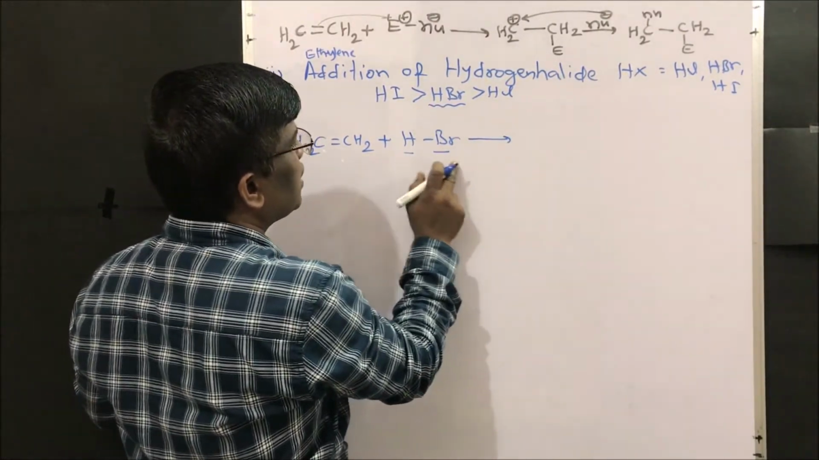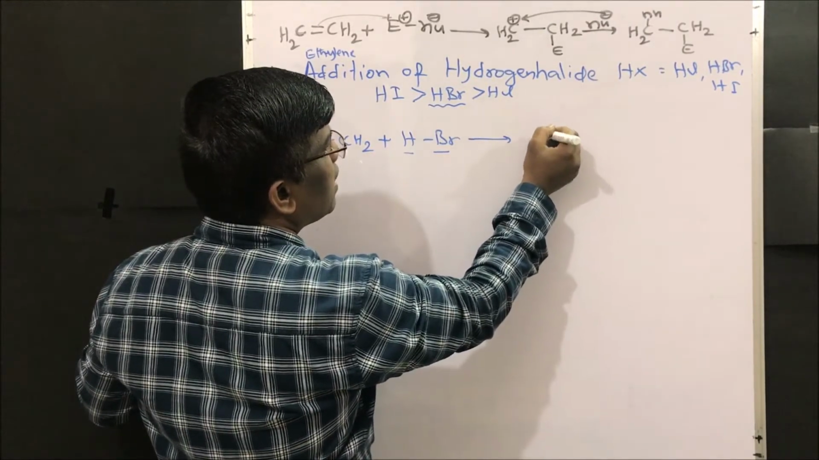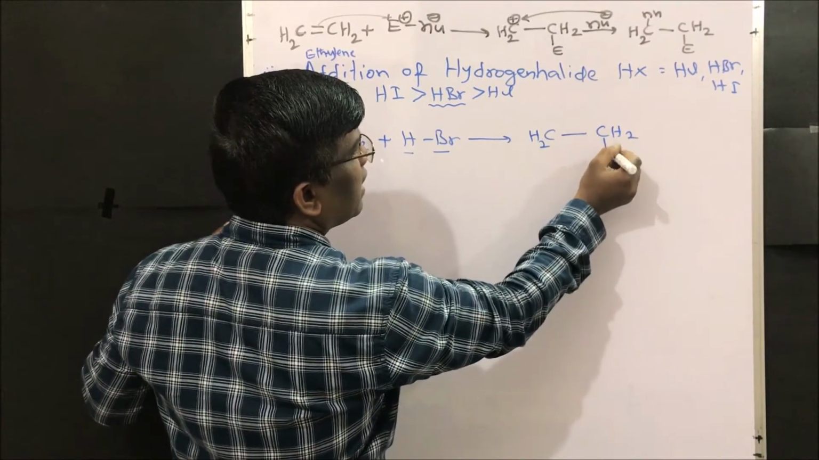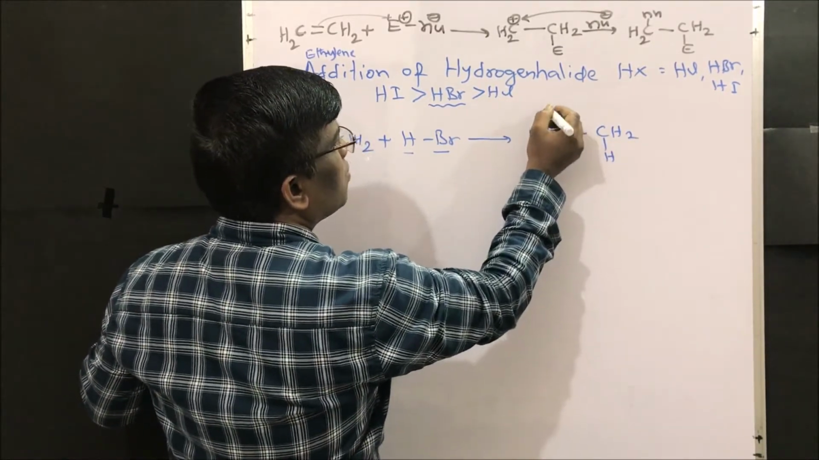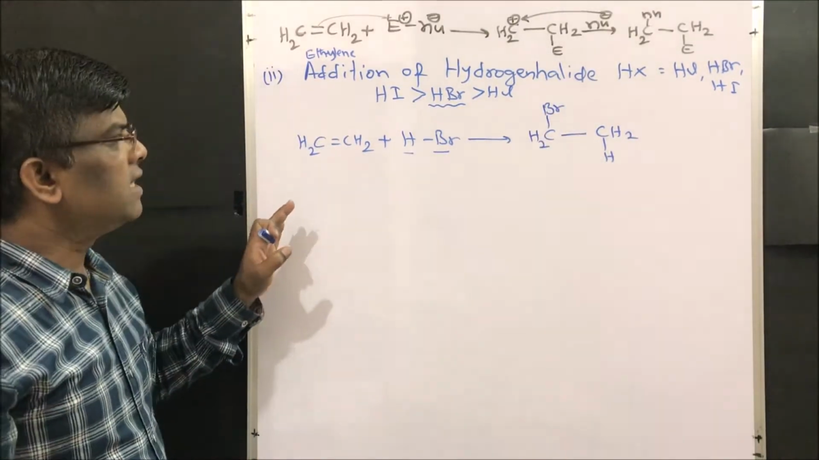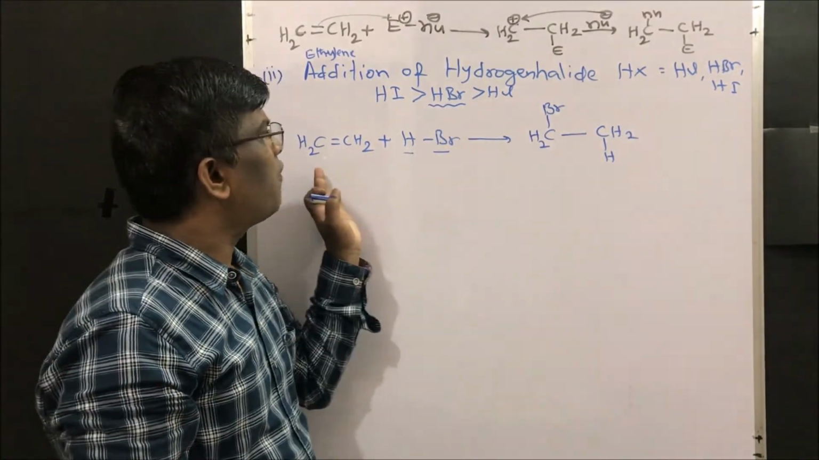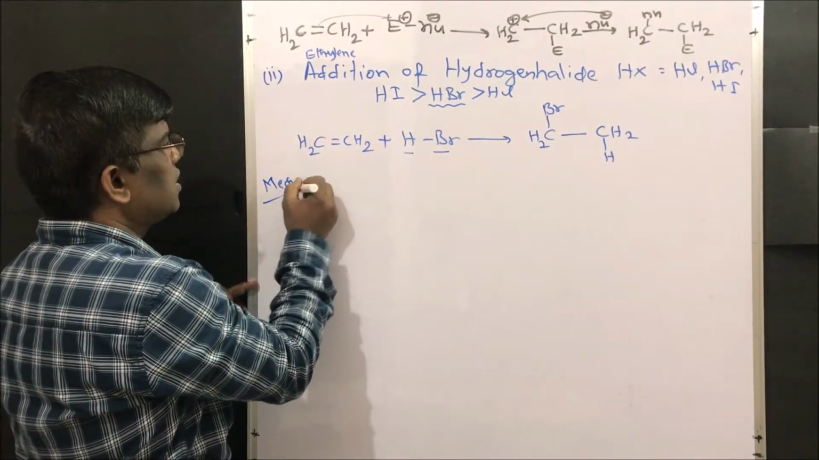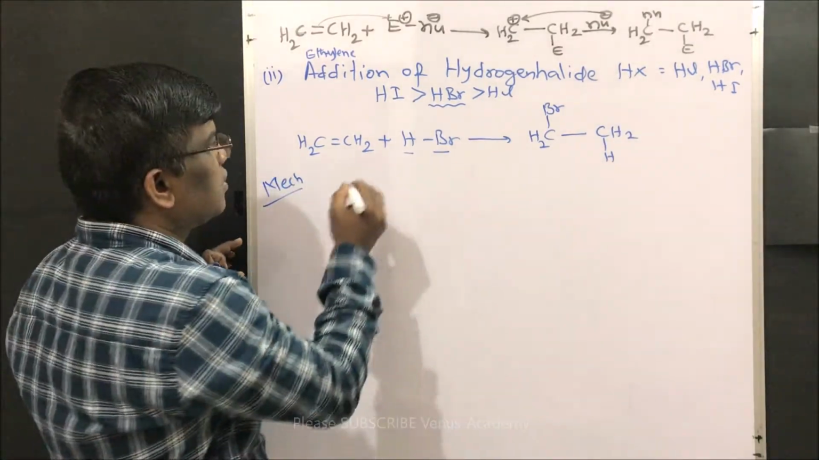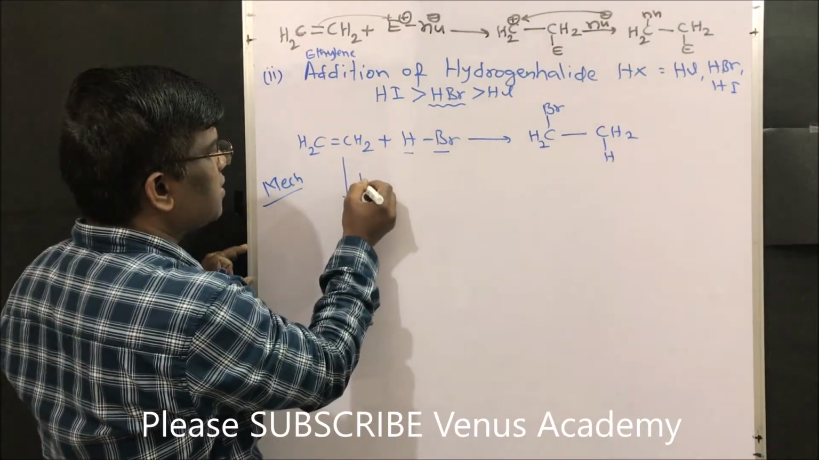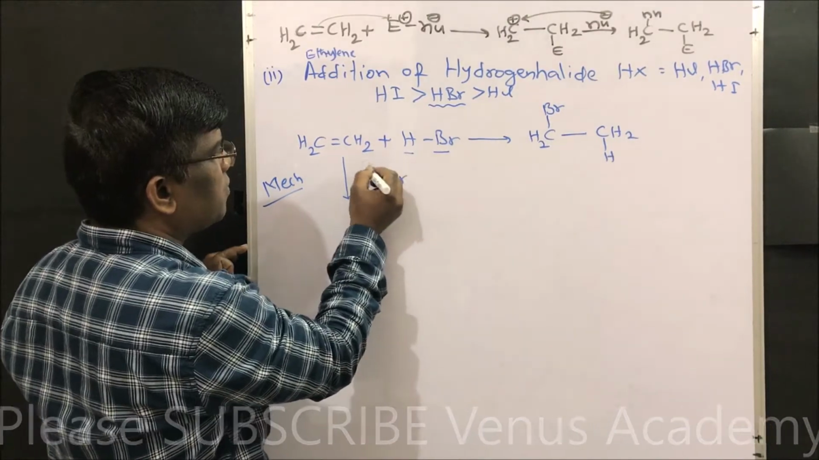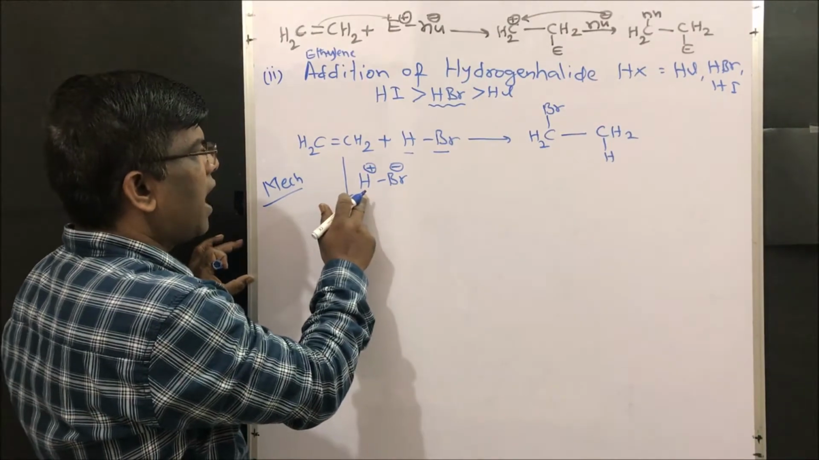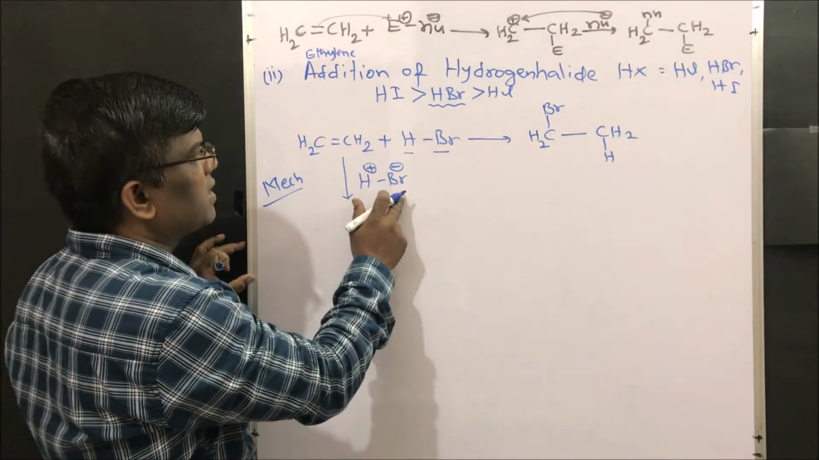So CH2=CH2, HBr. Now what is going to happen, or what is the product? CH2, I am writing here hydrogen, here bromine. Right friends? This is how addition of HBr takes place. What is the mechanism? Let us discuss the mechanism. HBr is nothing but H plus, Br minus, isn't it? Heterolytic fission takes place to give H plus ion and Br minus.